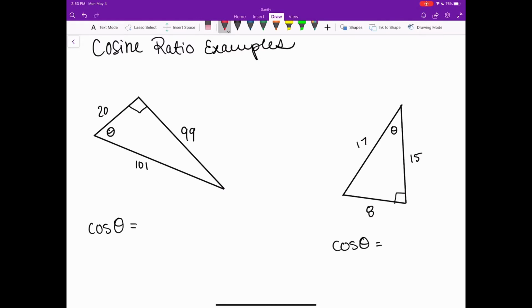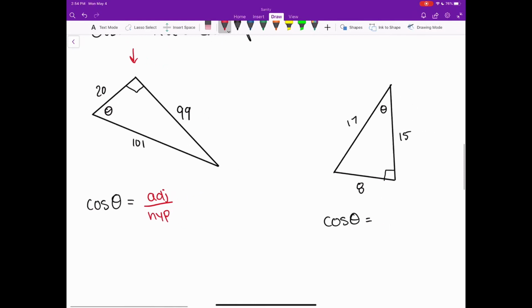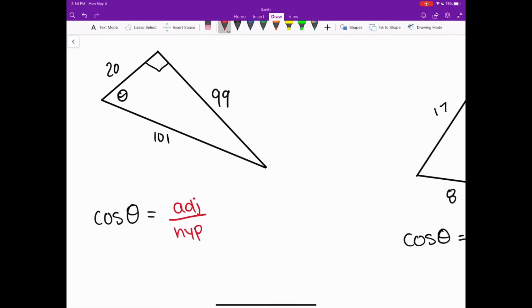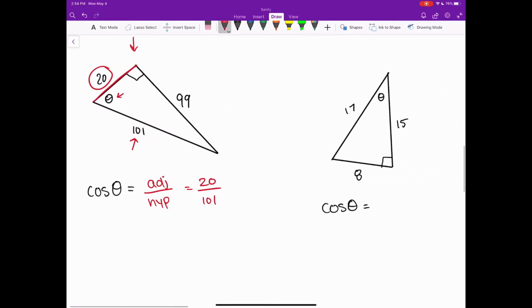Looking at this first one here, cosine of an angle, again, I'm just going to write it all out like we usually do. It's adjacent over hypotenuse. So, can I identify the adjacent side to this angle theta? Here's my angle. Here are two sides that make up theta, and the adjacent side is the one that is not the hypotenuse. So my adjacent is 20. My hypotenuse, again, is the side that's opposite of my right angle. It has to be 101. So cosine of this theta angle we could just say is this ratio of 20 over 101.